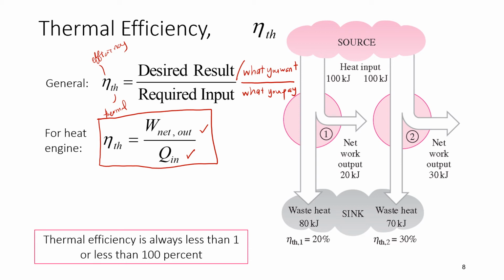Always. Why is it not 100% efficient? Because we have to reject heat. So there's still some waste. So the waste is causing the efficiency to be less than perfect.